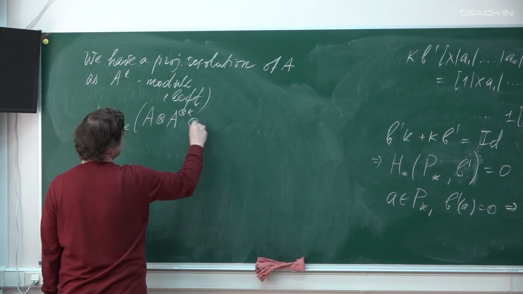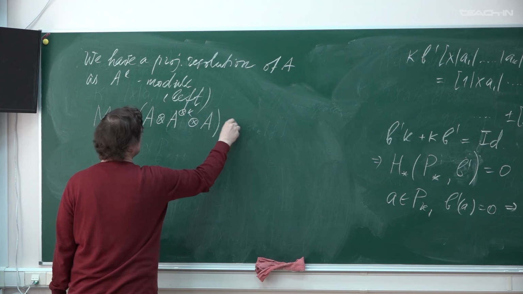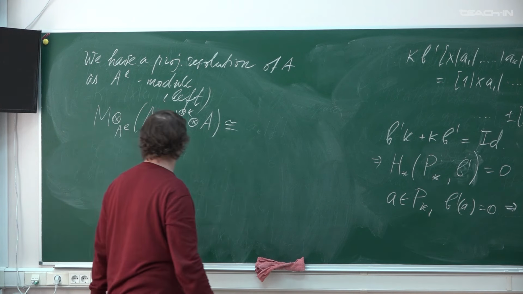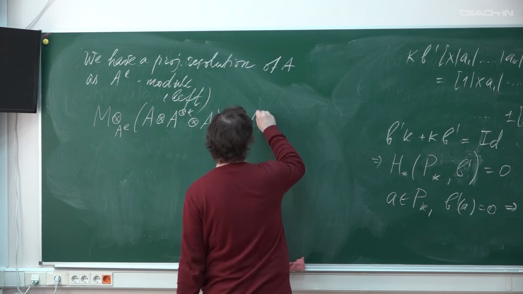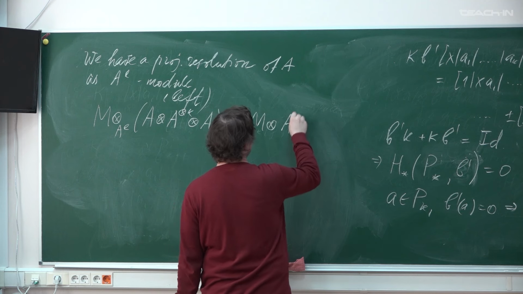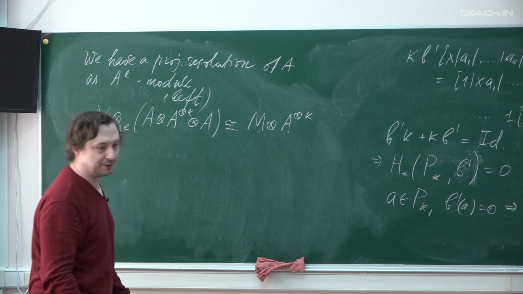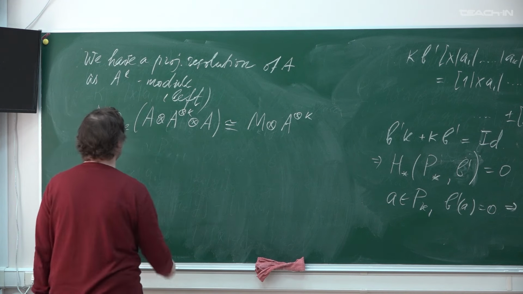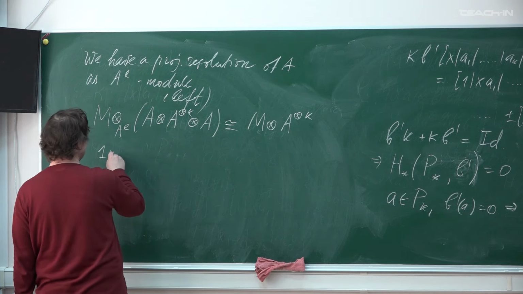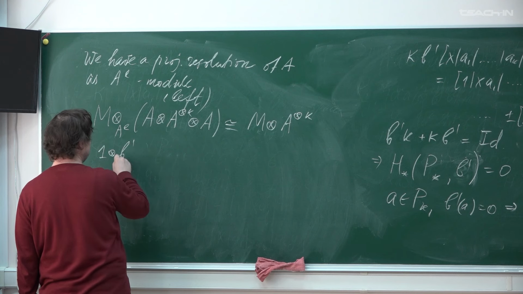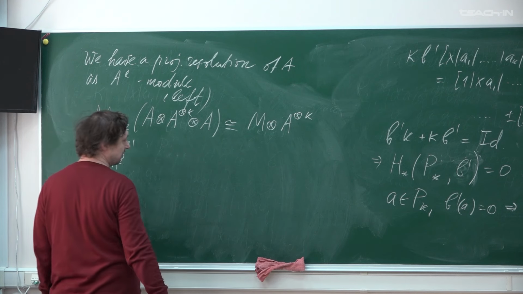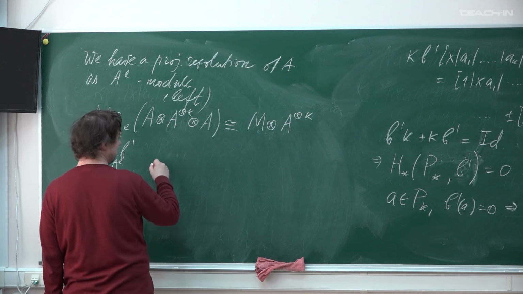So what do we get in this case? Of course, it is just isomorphic to M tensor A to the power K. And what happens to the differential? The differential here should look like 1 tensor with B prime over AE, right? So what does it mean?